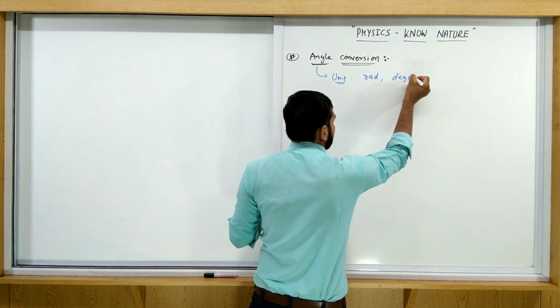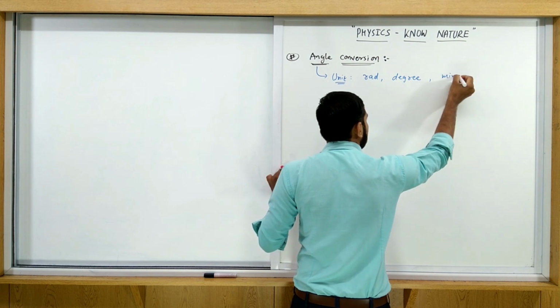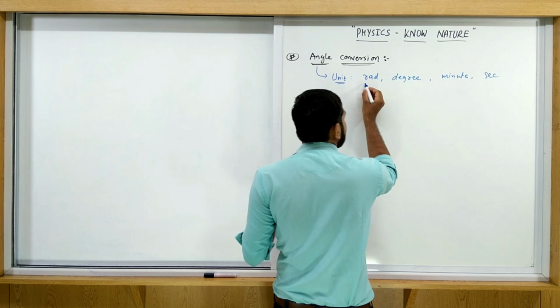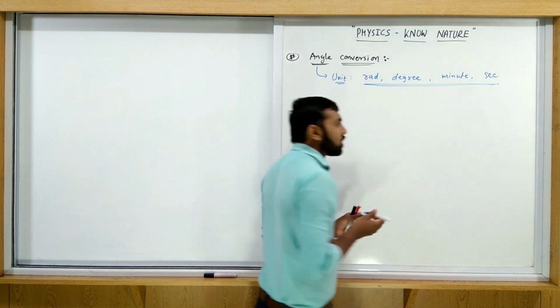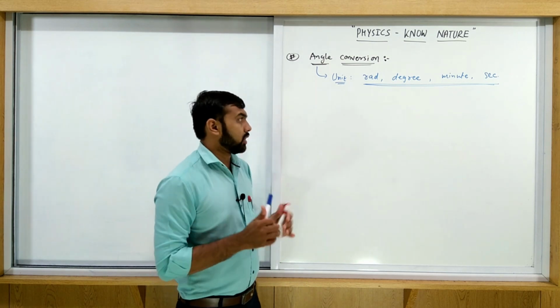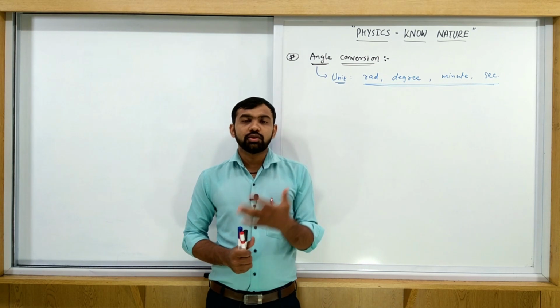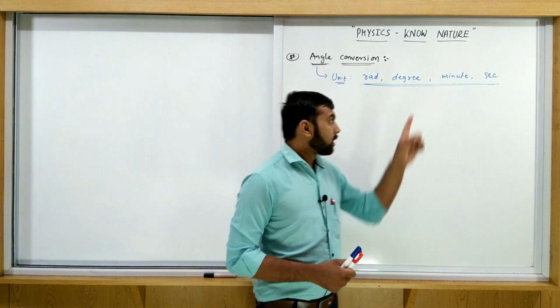second one is the degree, third one is the minute, and fourth one is the second. So this minute and second are not time. These also represent units of angle. This minute and second we also use as units of time, but right now we write that this one is only for angle.